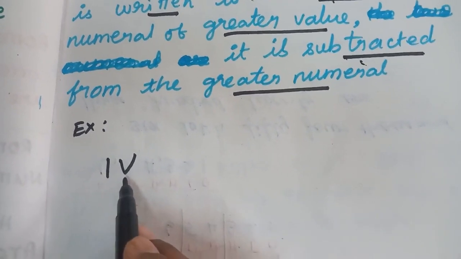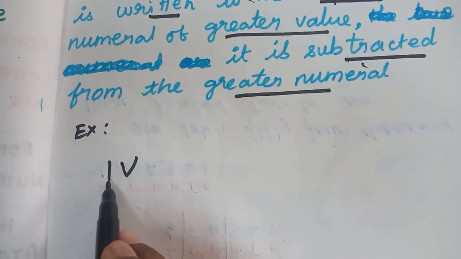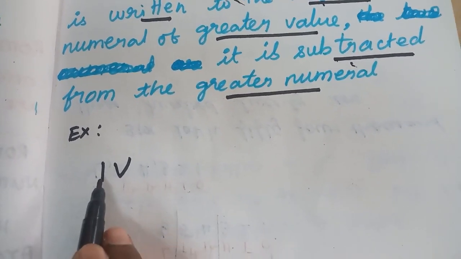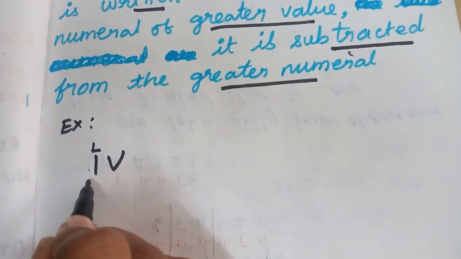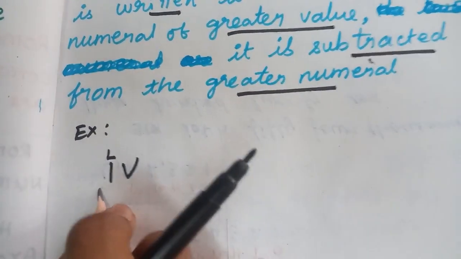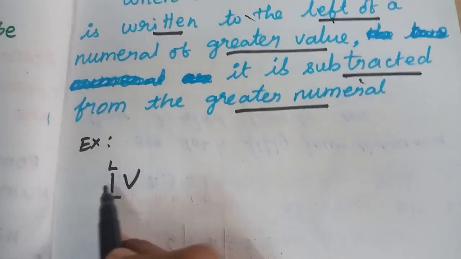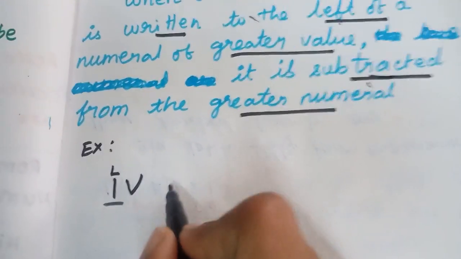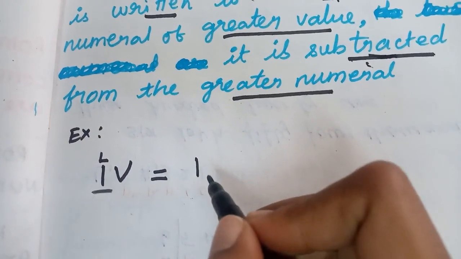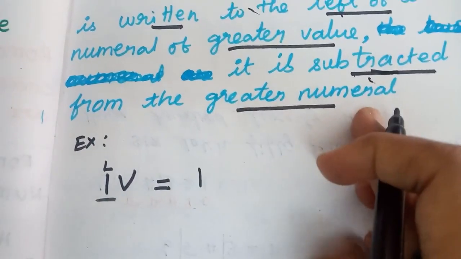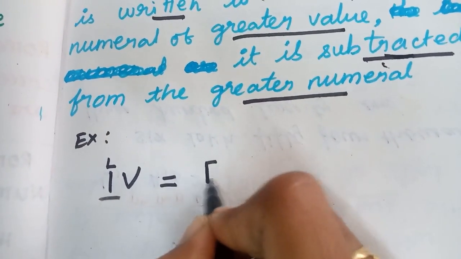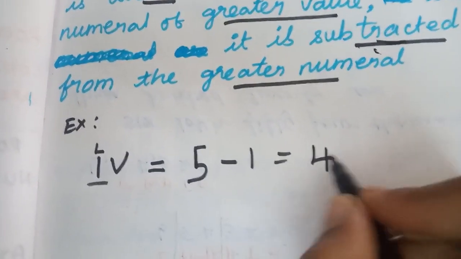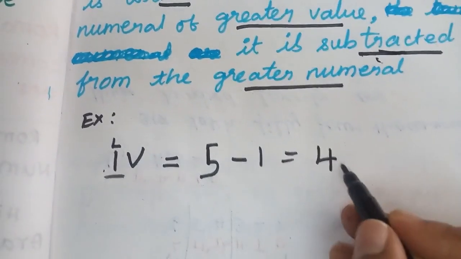See, I, V. I represents 1, and it occupies the left of the greater value. Left of the greater value means what is the process? Subtract. From the greater value, 5 minus 1, the answer is 4. So this Roman numeral represents 4.